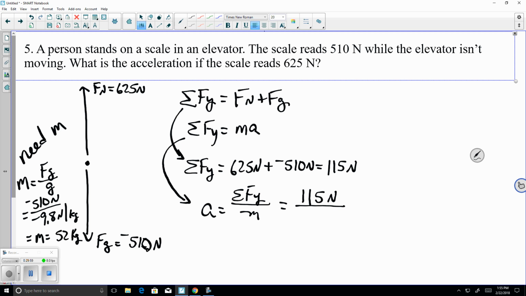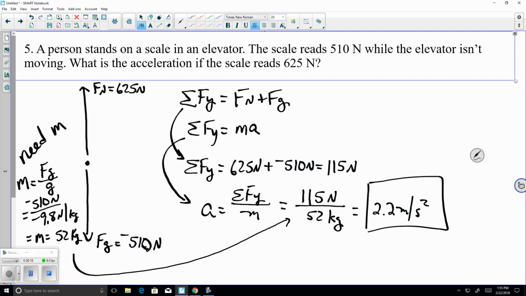So I'll go back and plug that in over here. 52 kilograms. Then that's going to equal 115 newtons over 52 kilograms, which is 2.2 meters per second squared. And there's our answer for that.